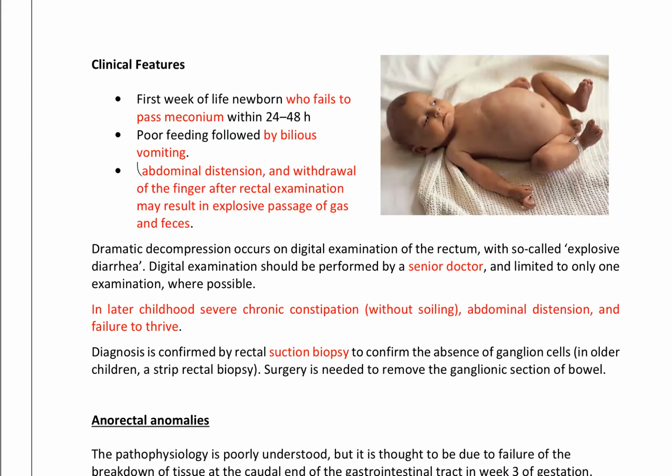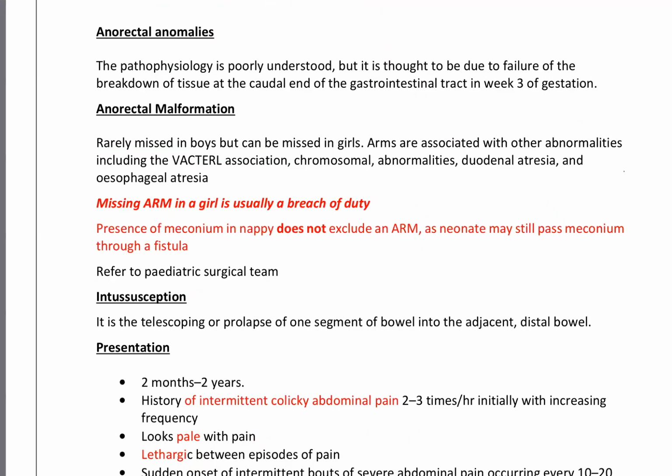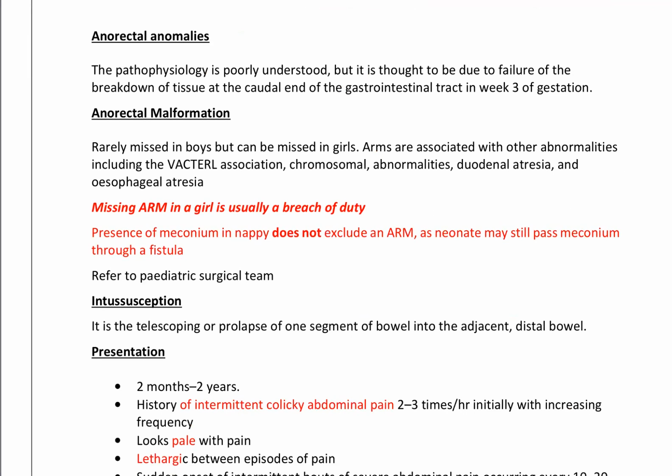So anything you want to say? I just check the chat. Nothing is mentioned here.